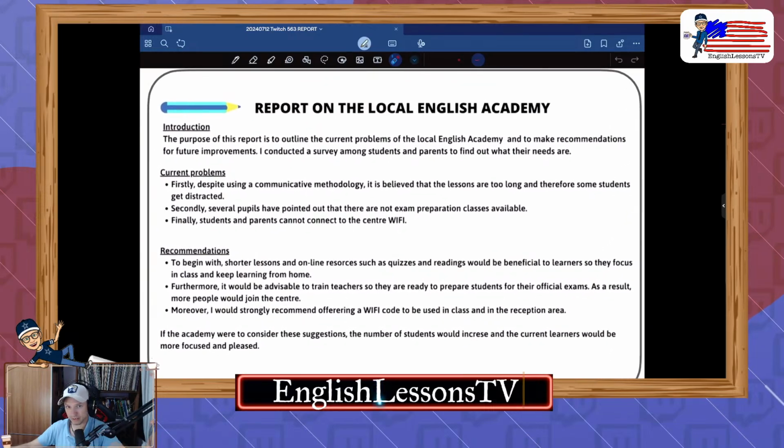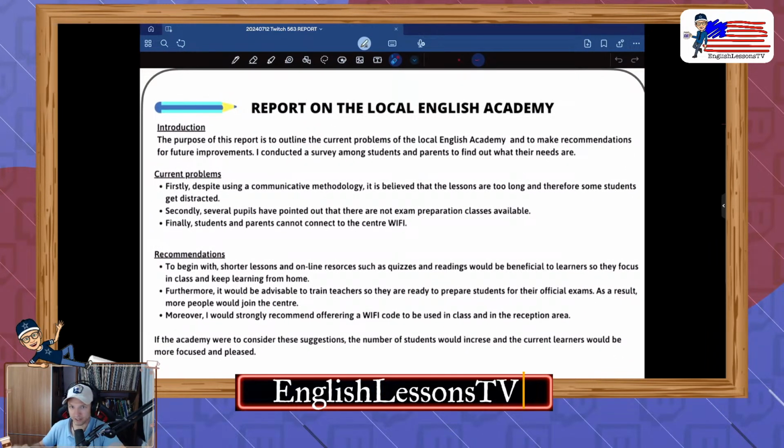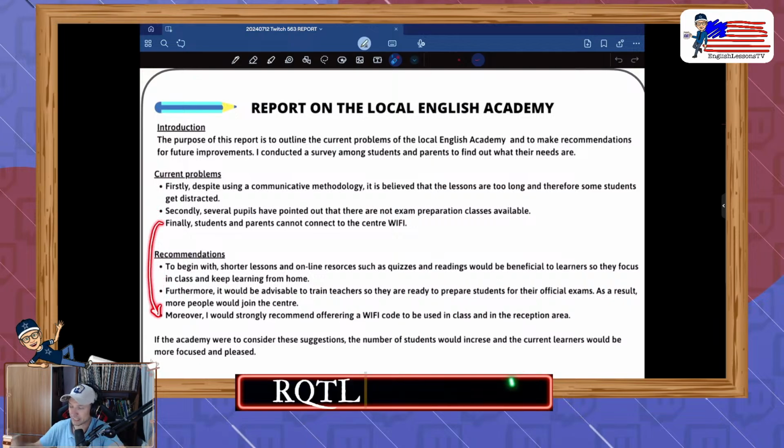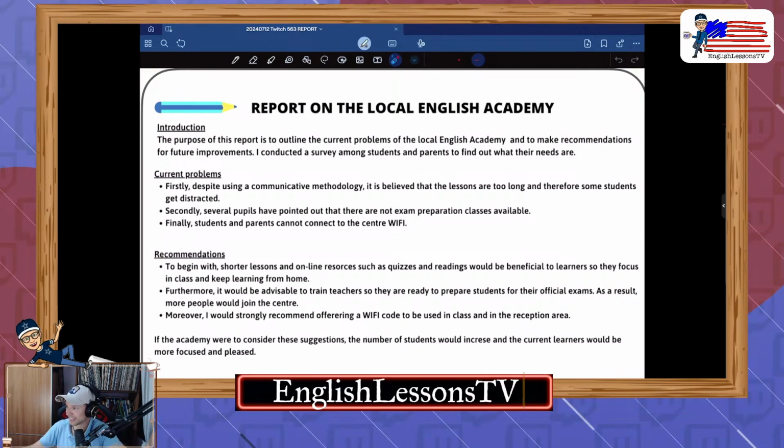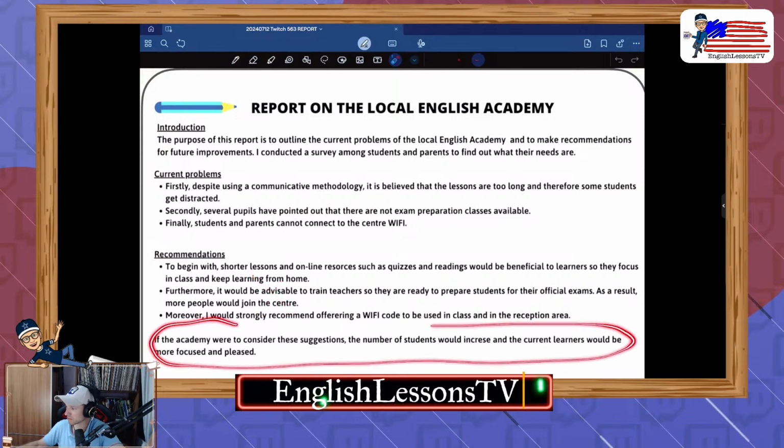Let's make it a little bit bigger. Let's read it together. Report on the local English academy. We have introduction, current problems, recommendations. Okay? And every problem with a bullet point and every recommendation with a bullet point. So in a way, this one has the recommendation here, this one recommendation here, this one recommendation here. A typical mistake of students is to give the problem and the recommendation next to each other. No, let's be organized. Problems here, solutions here, and a final remark.